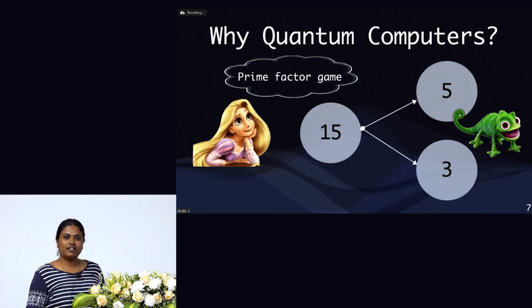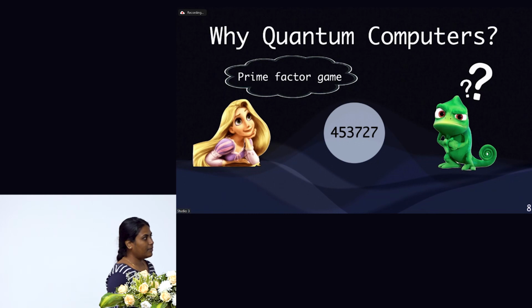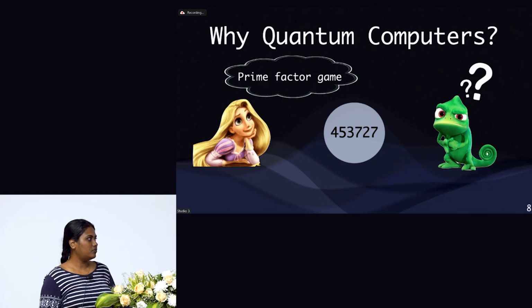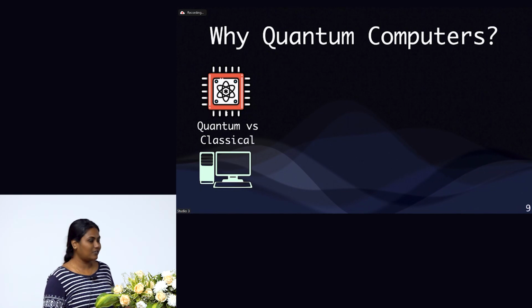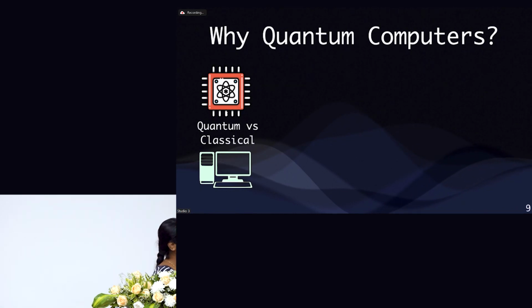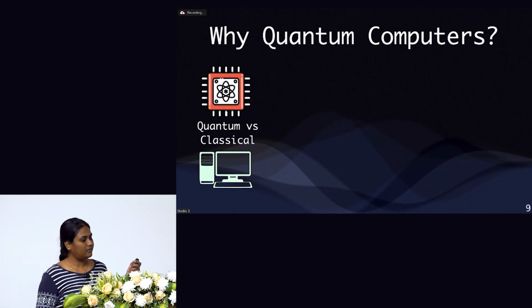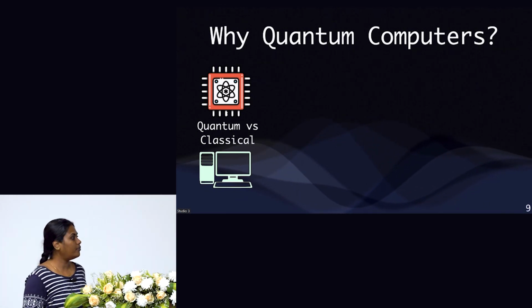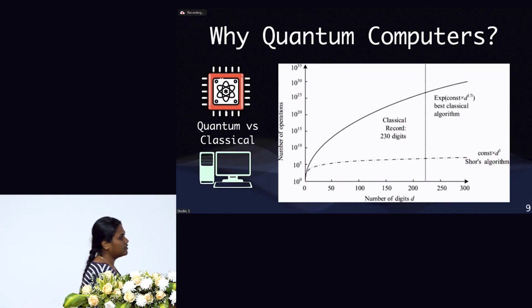This is easy; we can compute it by ourselves. What happens if I have a huge number, something like this? It's very hard to compute. What happens if I give this to a computer, let's say both a classical and a quantum computer? This is definitely not how a quantum computer looks, but just for representation purposes I am using this icon. If I compare how these two computers perform this prime factorization, I get a graph like this.